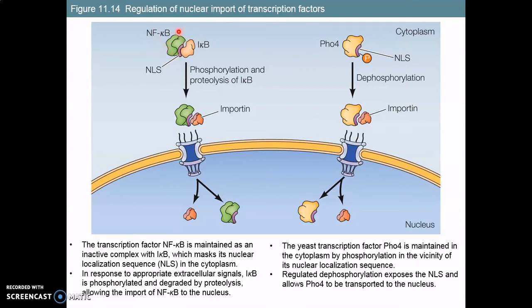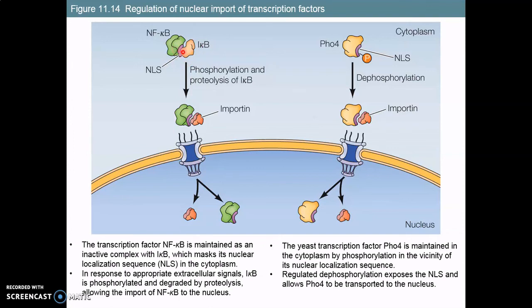So, here we have an example of two different transcription factors. Here's NF-kappa B and FOXO4. They both have their own target genes that they will go to and turn on. The reason why they don't turn them on all the time is because they are regulated. And they're regulated here in two different mechanisms. So NF-kappa B has a nuclear localization signal, but it is covered by something called I-kappa B, which is another protein which associates with this.